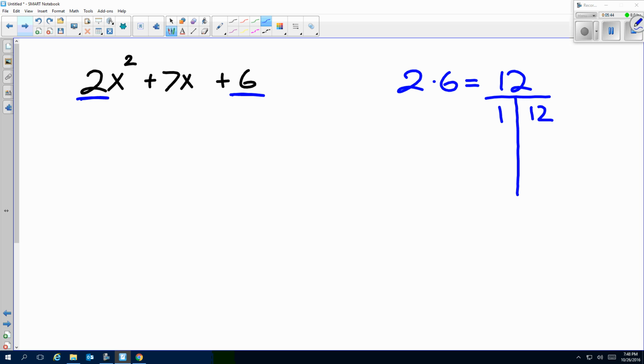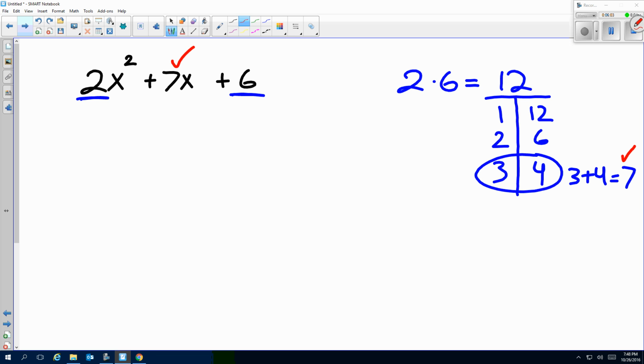1 and 12, 2 and 6, 3 and 4. Notice how 3 and 4 add up to 7. I know, right? So that's a 7, and that's a 7.